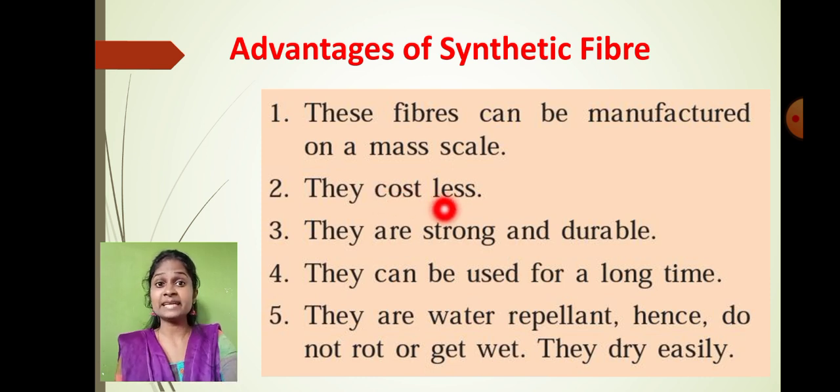Second advantage: they are costless. That means they are cheap, easily available at a lower rate. They are strong and durable. They cannot break down very easily, and they are lifelong. They can be used for a longer time, and mostly they are water repellent, so they do not get wet easily. That's the reason we use a raincoat and umbrella. The material used for the raincoat and the umbrella is a type of synthetic fiber, and that's how we get protection from the rain, right?